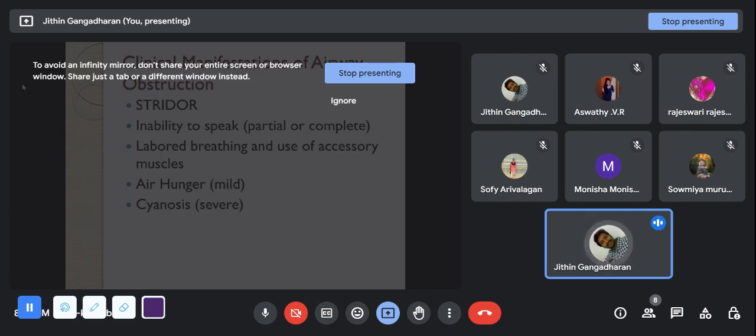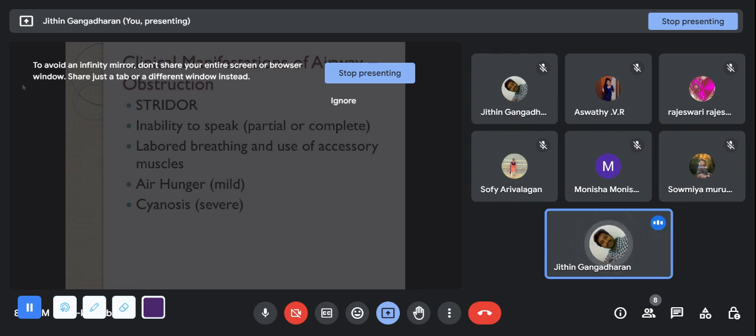See, normally breathing is a passive process. Even though inspiration is an active process, expiration is a passive process, and we won't feel that much pressure when we are respiring. But in case of these airway obstructions, the breathing itself will be labored. The patient has to take respiration very often, and it will be very difficult for the patient.